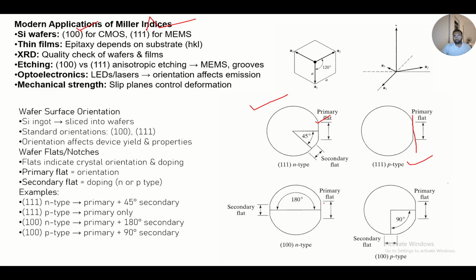And then further, if the secondary flat is at 180 degrees, you will call it 100 n type. And if the primary flat and secondary flat are apart by 90 degrees, then these are called 100 p type. So these are actually notations. So Miller indices are important in device fabrication. So this is the thing that we have understood.